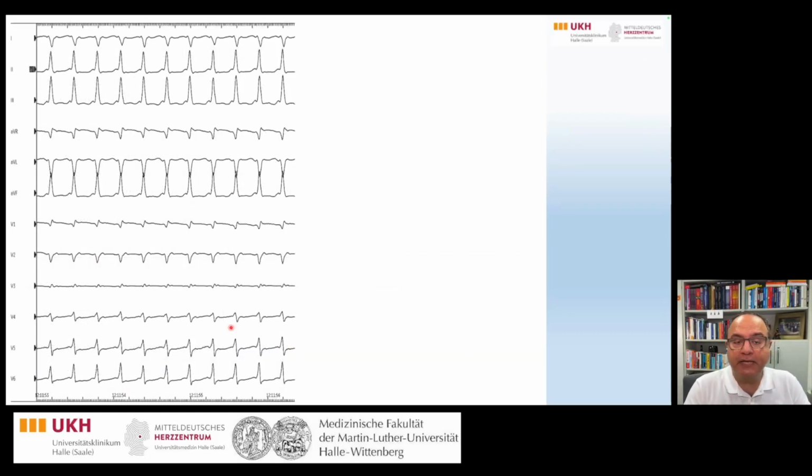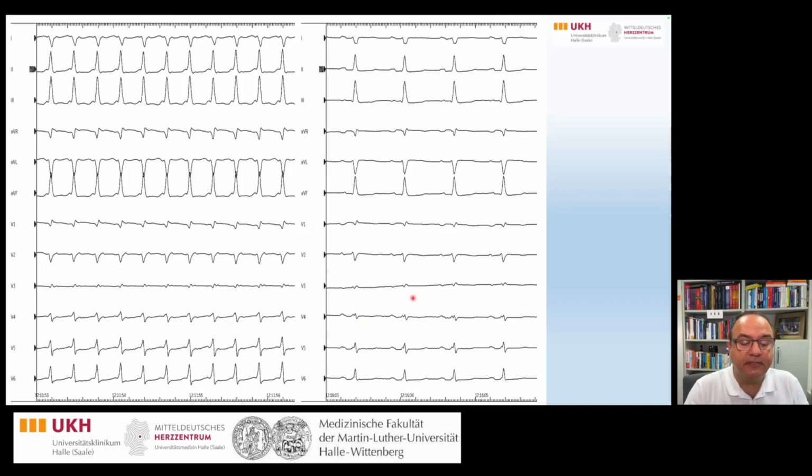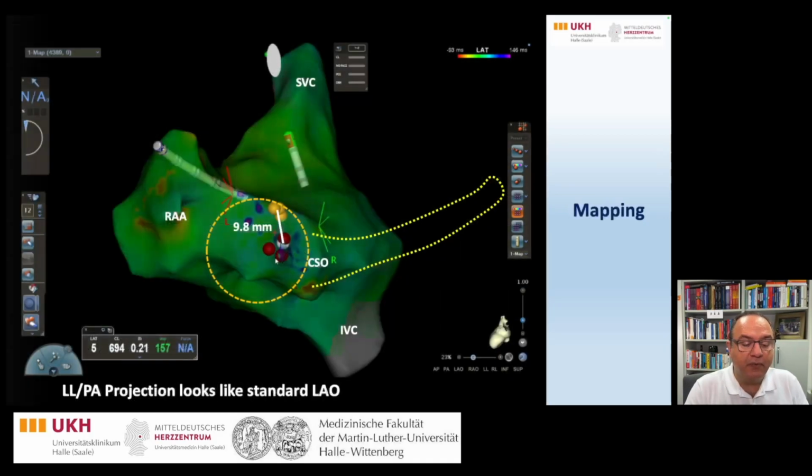So back to our patient, the tachycardia was AVNRT, and on the left side is the tachycardia, and on the right side the ECG in sinus rhythm, which was successfully ablated using 3D mapping because the anatomy on the fluoroscopy was very difficult to interpret.